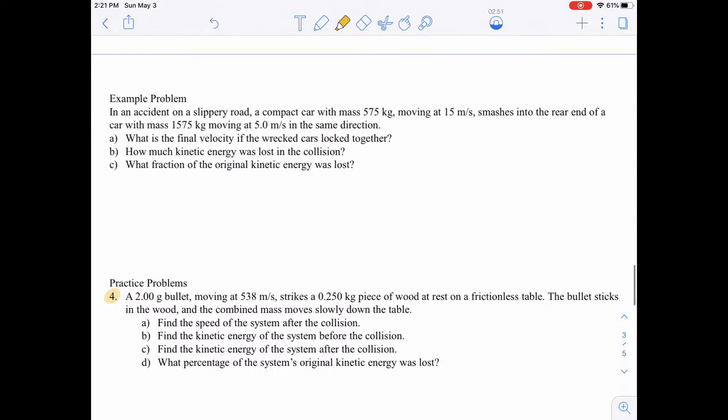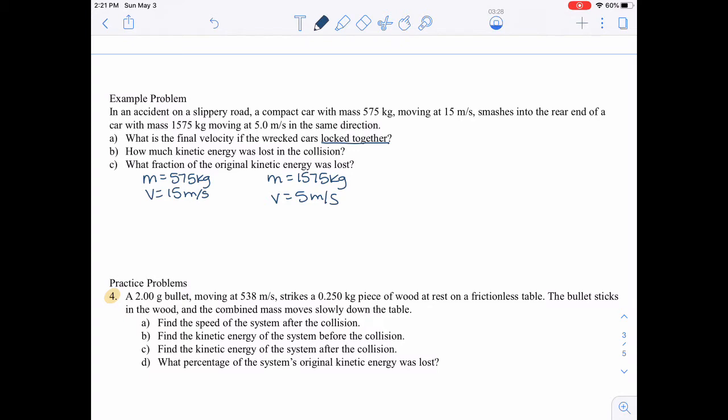So we have an accident on a slippery road. A compact car with a mass of 575, moving at 15 meters per second, smashes into the rear of a car with a mass of 1575, moving at 5 meters per second in the same direction. What is the final velocity if the wrecked cars are locked together?